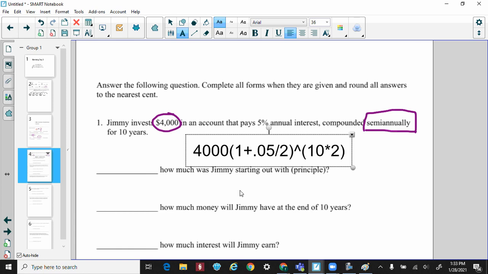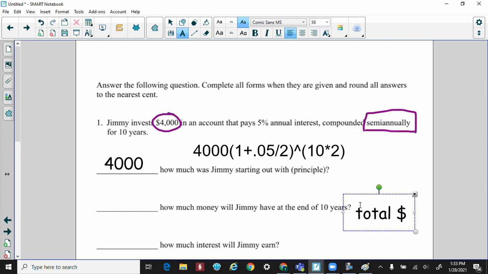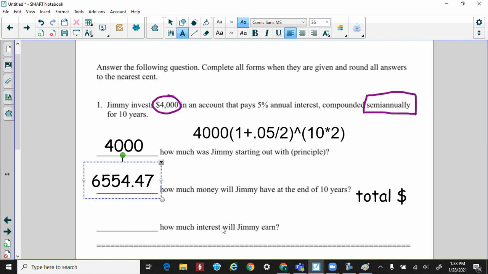First off, let's answer a couple of questions. How much was Jimmy starting out with? Well, that was easy. It was given to us in the problem. It was 4,000. Next, how much will Jimmy have at the end of 10 years? They're asking us for the total money, which is the balance. So I'm going to plug this into my calculator as it is written and press enter. When I do, I get $6,554.47.